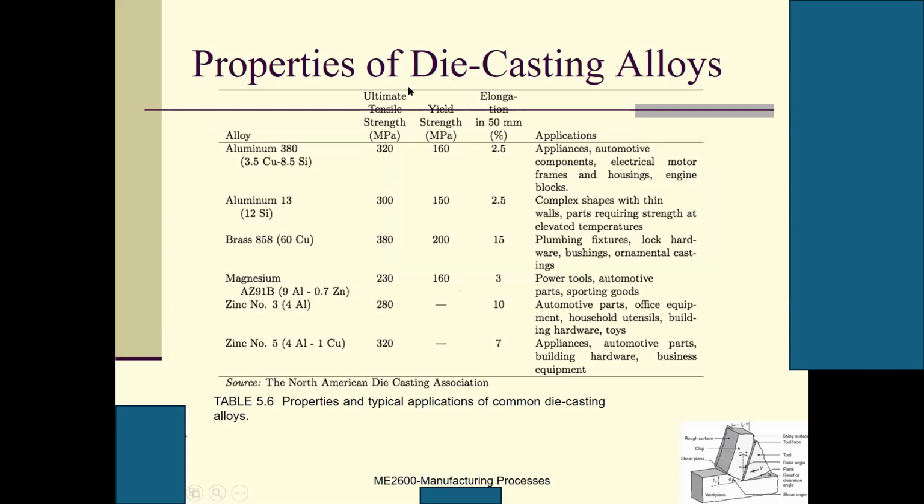So this is the property of the casting alloy, or the die casting alloy. We have aluminum 380, aluminum 13, and brass, magnesium, zinc. Ultimate strengths are given here, yield strength, elongation, along with their various applications, which are given here.